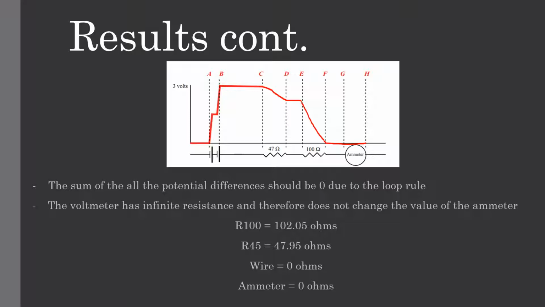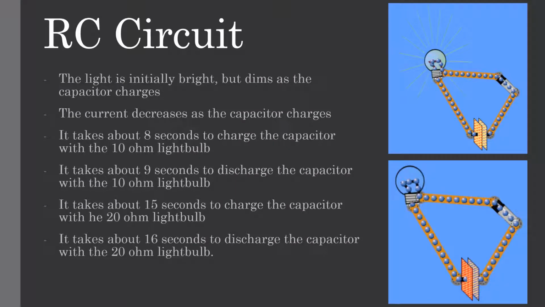You can see that the calculated values are slightly off from the listed values. This could be due to a small amount of resistance in the wires and battery that was not accounted for. For the next circuit, we attached a battery, a capacitor, and a light bulb in series.